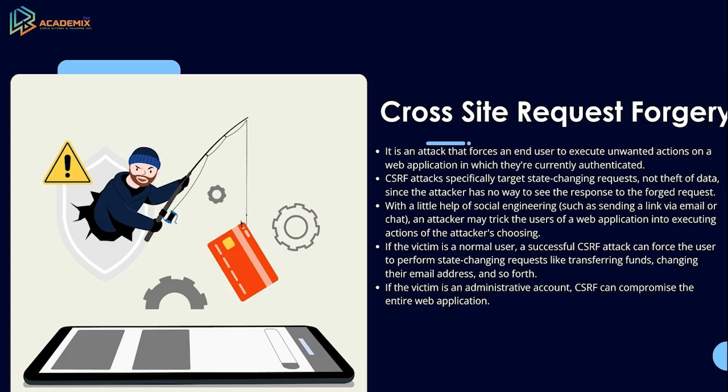Now, CSRF attacks specifically target state-changing requests, meaning there is no theft of data since the attacker has no way to see the response to the forged request. With a little help of social engineering, such as sending a link via email or via chat, an attacker may trick the user of a web application into executing actions of the attacker's choosing.